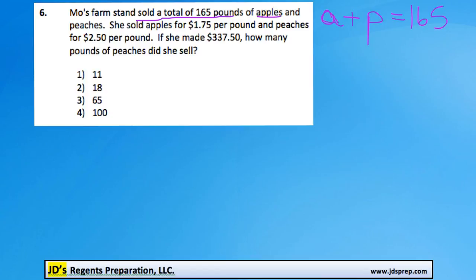The second equation we can make is based on the amount that she made, because each pound of apples was $1.75. So we would do 1.75 times A, to find out the amount of money made from the apples. And then for peaches, we would add 2.5 times P, the number of pounds of peaches. And combined, we know that the total amount of money made was $337.50. So now we've got our two equations.